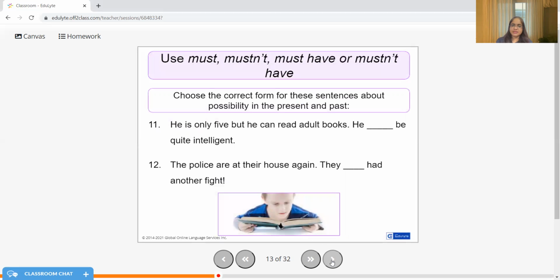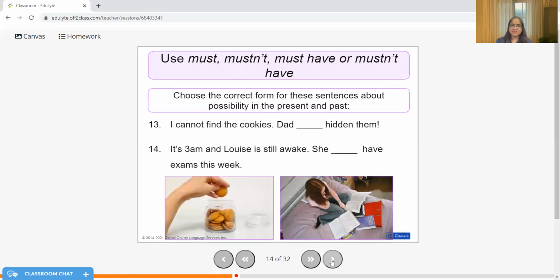He's only 5, but he can read adult books. He must have been quite intelligent. The police are at their house again. They must have had another fight. I cannot find the cookies. Dad must have hidden them.